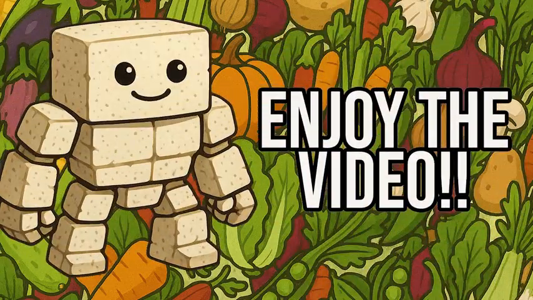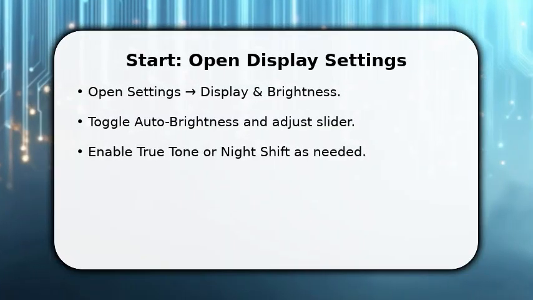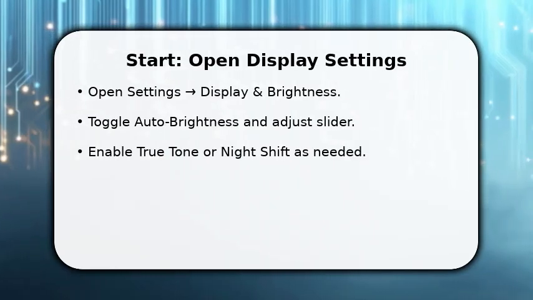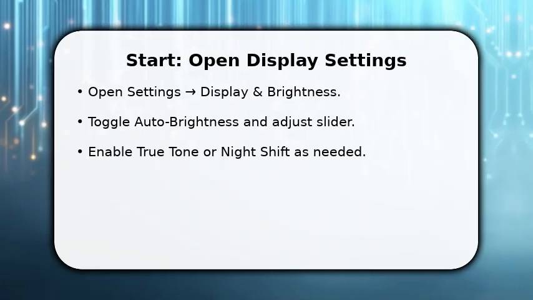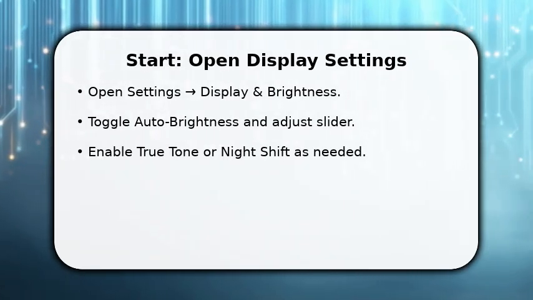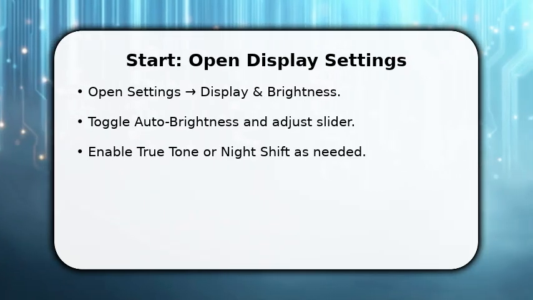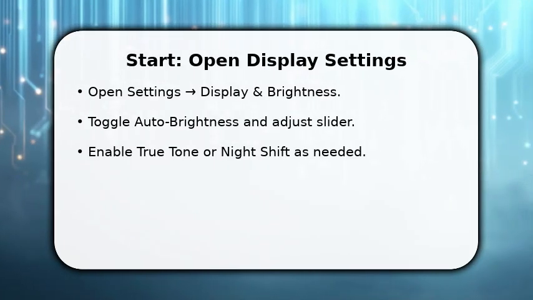Please enjoy the video. You're starting in Settings. Open Display and Brightness. Tap the Brightness slider and set a baseline that's comfortable indoors and outdoors. Turn on Auto Brightness so the phone adapts to ambient light. Enable True Tone if you prefer natural color shifts.